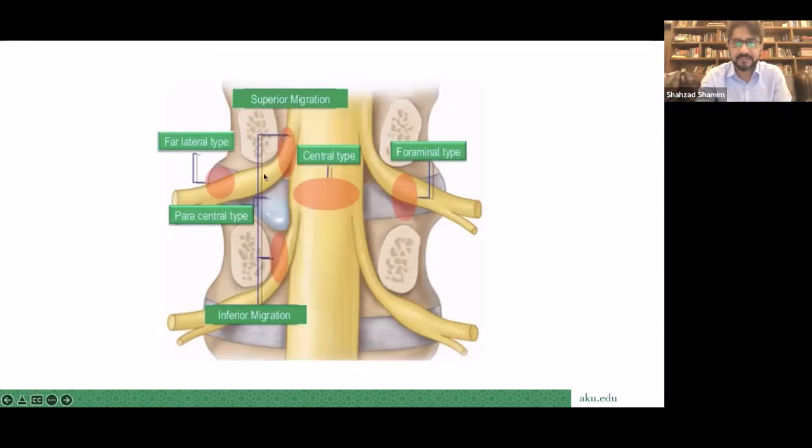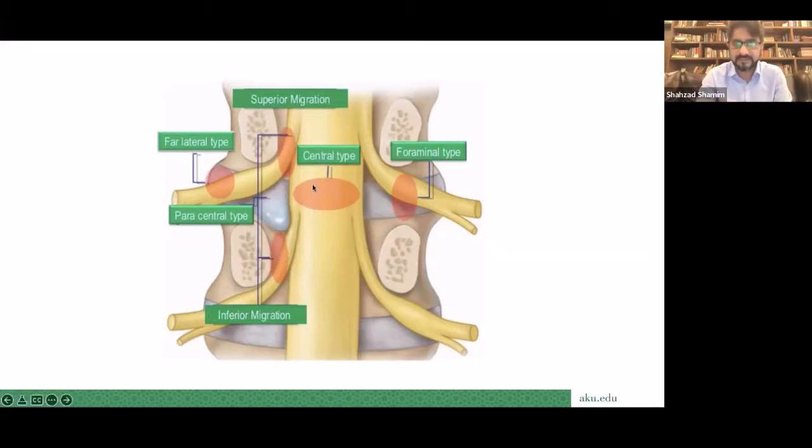So when normal disc herniations are posterolateral, the exiting nerve root is not involved. The traversing nerve root is involved. So an L4-5 disc herniation will cause symptoms in the L5 nerve root, and that is what you see commonly.